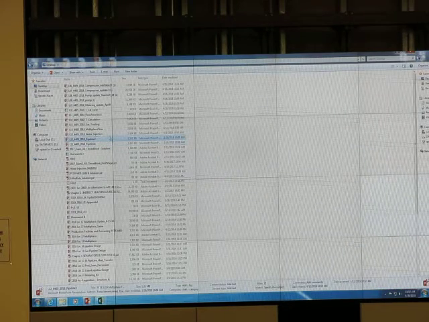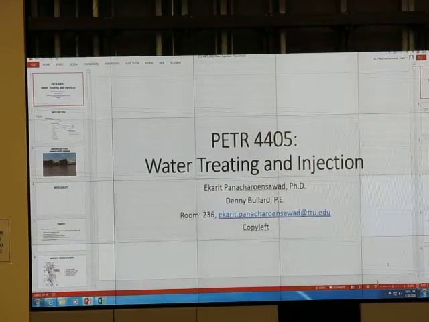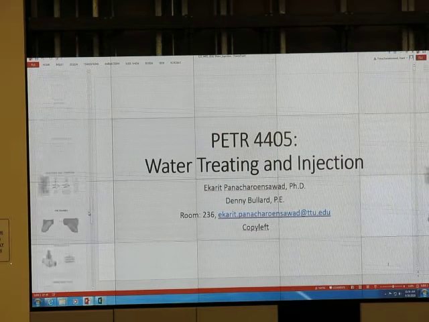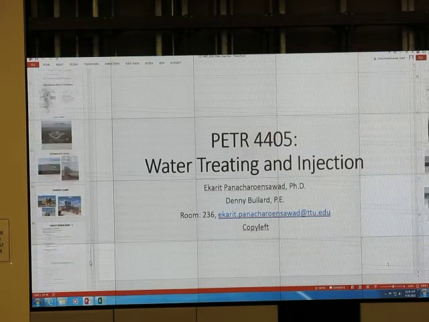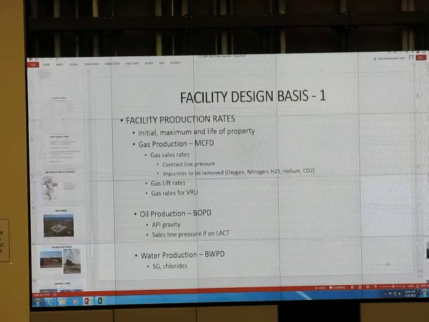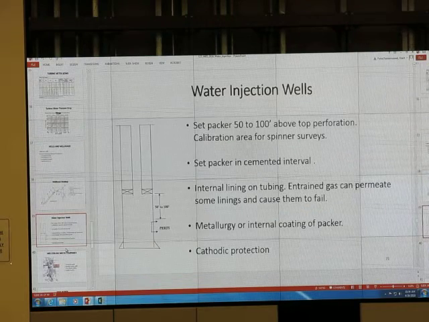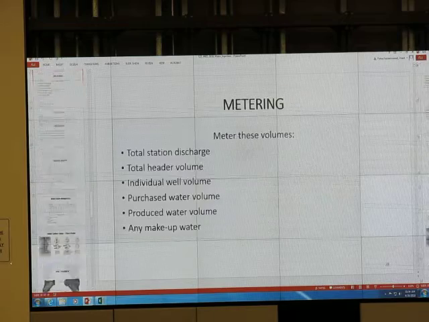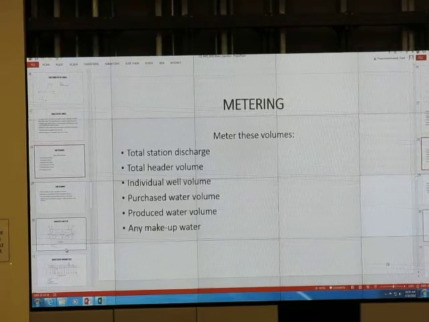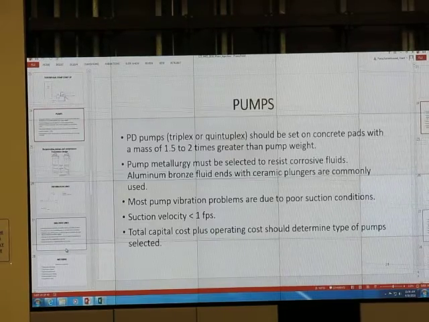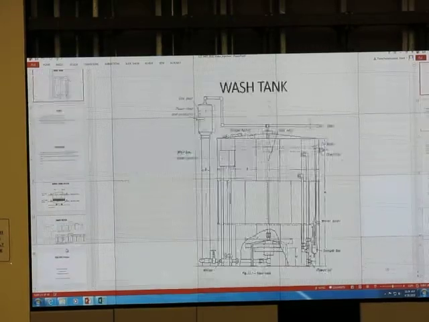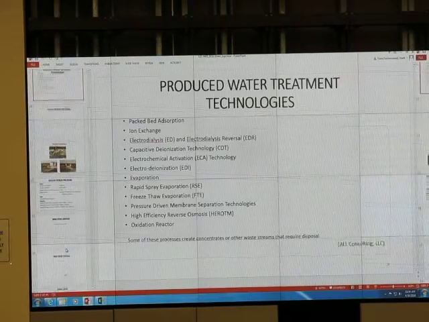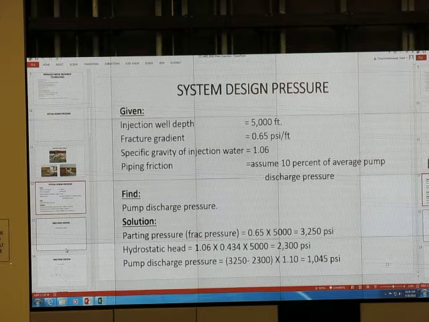Let's talk about Mr. Bullard's part, water injection. In here, I see just one calculation. I think there's some calculation over there for the pump. Yes, this one. Can you do this? Yes. So I change the numbers a little bit.